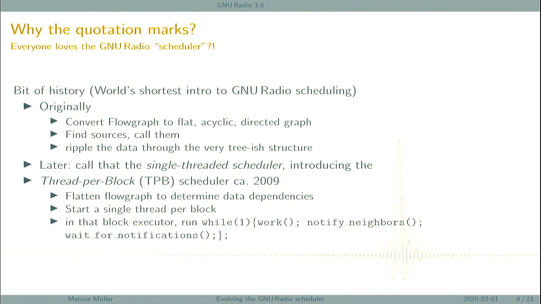All I have to worry about as a developer of a signal processing transformative step is take my code, put it into a work function which has an input buffer, has output buffers, and I just write stuff into the output buffer and tell the runtime how much that was, right?